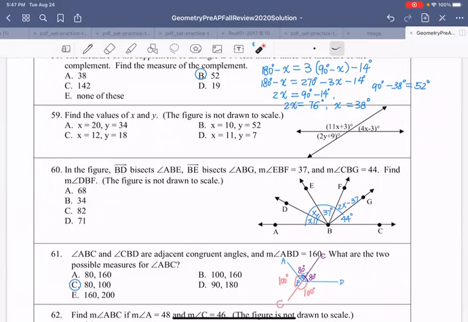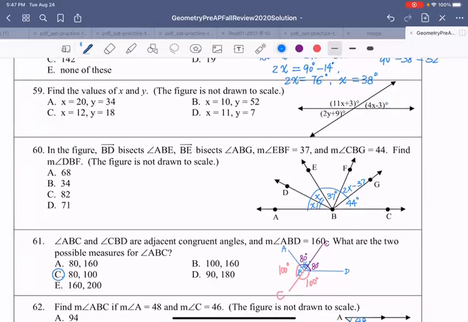2x minus 37 equal, wait, no. All of this is flat. All of this is 180, oh yeah. Let's go ahead and write down the equation. x plus 37 plus 2x minus 37 plus 44 equals 180.